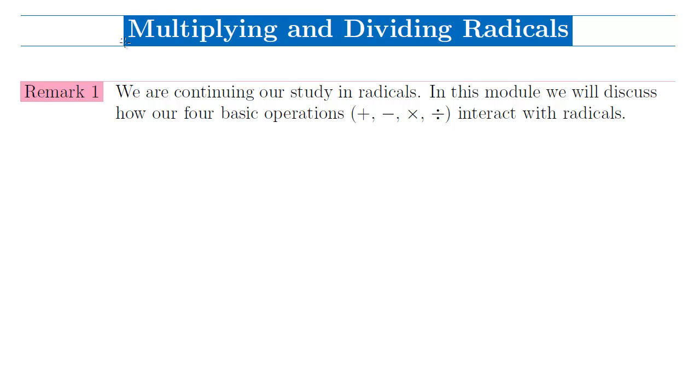For the first topic in this module, we're going to talk about multiplying and dividing radicals. In order to do this, we need two rules or two properties of radicals called the product rule and the quotient rule. So let's look at those.